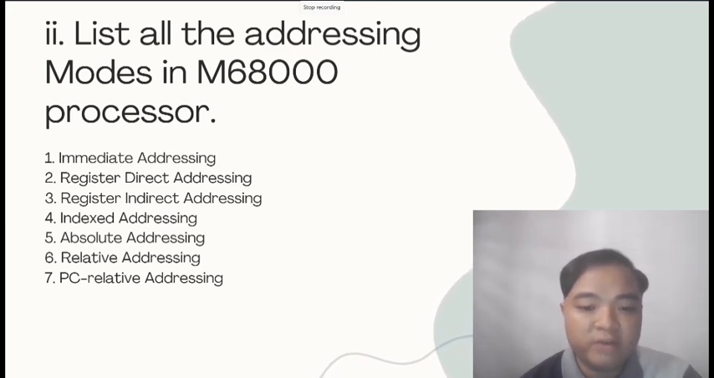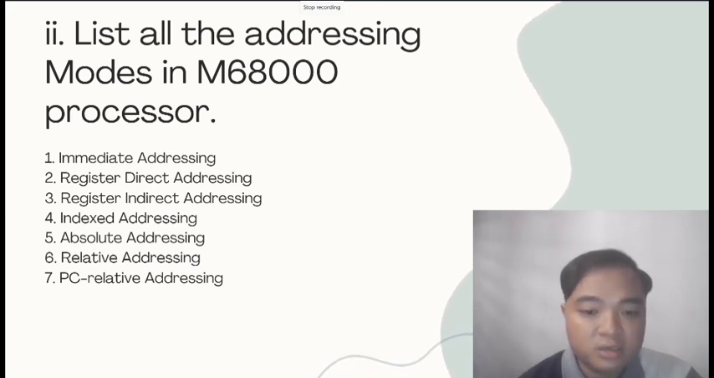Sixth, we have relative addressing. In this mode, the target address is calculated based on the current instruction location plus an offset. It is often used in branch or loop instructions.